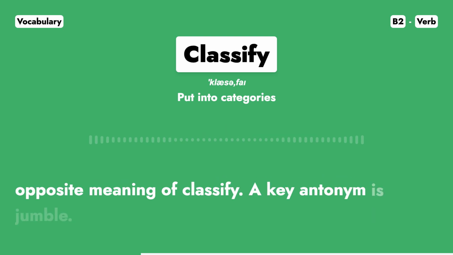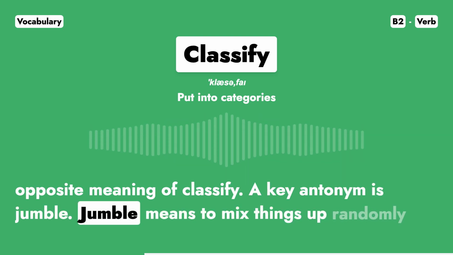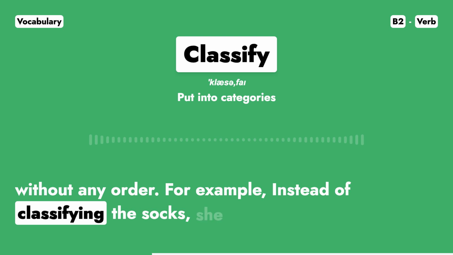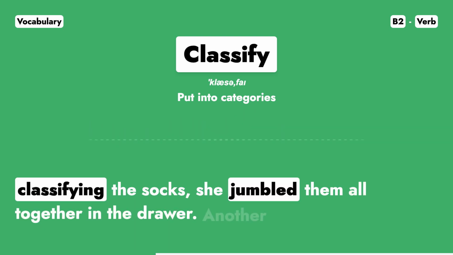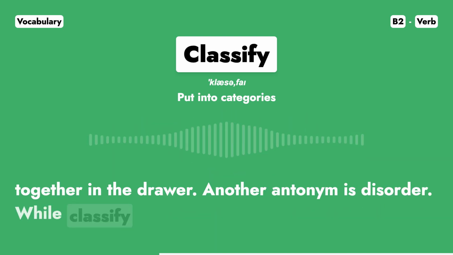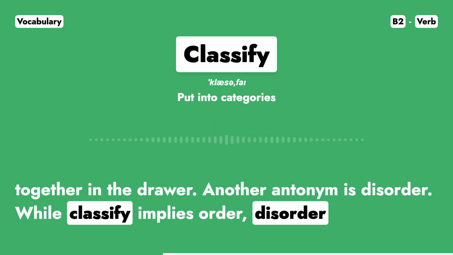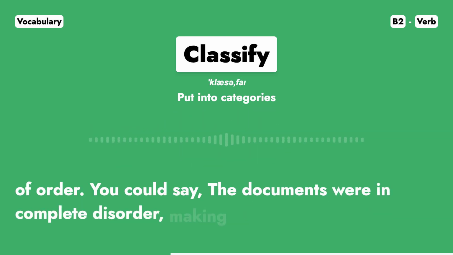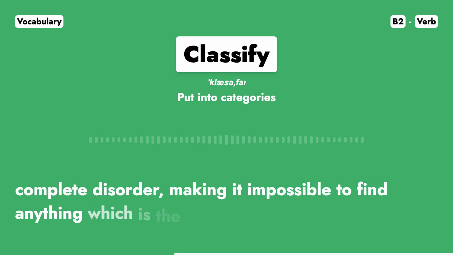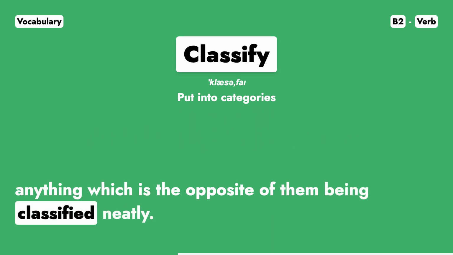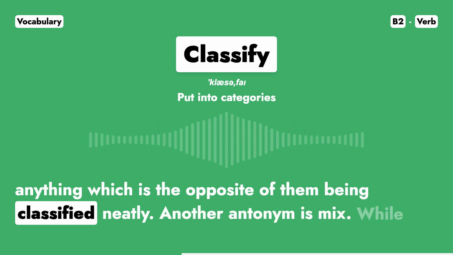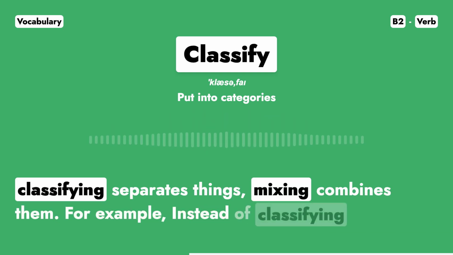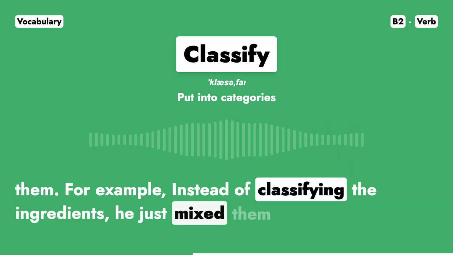A key antonym is jumble. Jumble means to mix things up randomly, without any order. For example, instead of classifying the socks, she jumbled them all together in the drawer. Another antonym is disorder. While classify implies order, disorder means a lack of order. You could say, the documents were in complete disorder, making it impossible to find anything, which is the opposite of them being classified neatly. Another antonym is mix. While classifying separates things, mixing combines them. For example, instead of classifying the ingredients, he just mixed them all together.